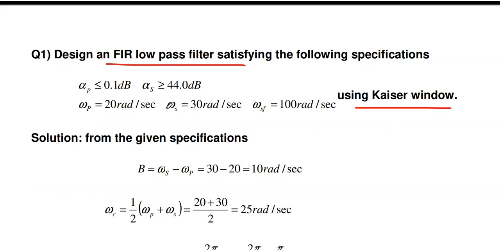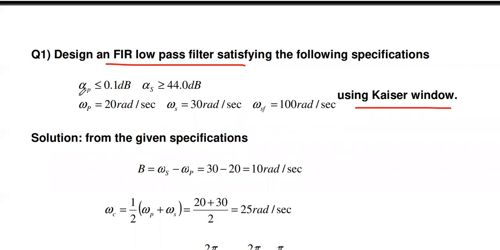Okay, so we solved the FIR low pass filter problem using various methods: the Fourier series method, various windowing techniques, and the frequency sampling method. But see here, the specification is different.